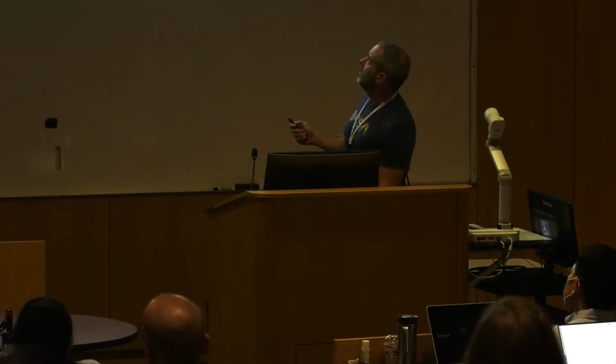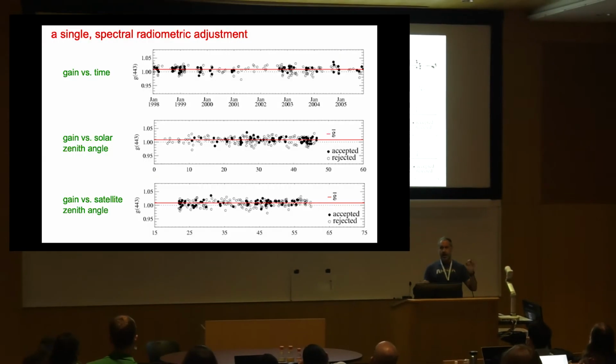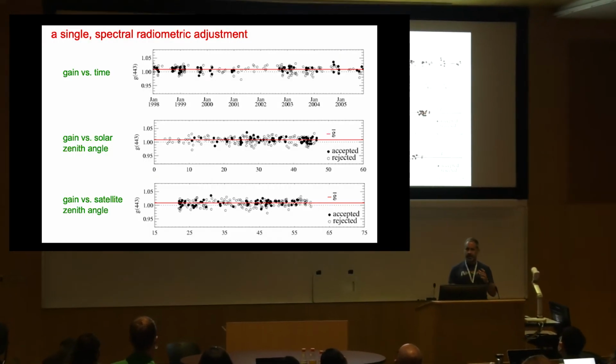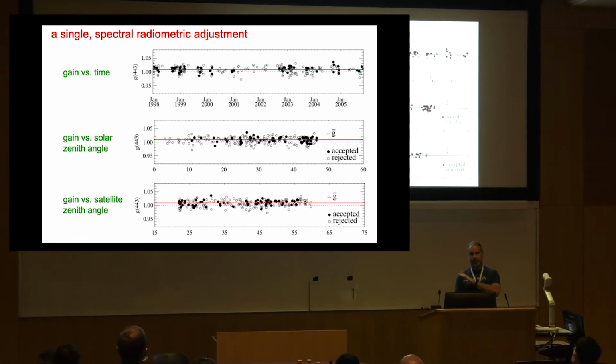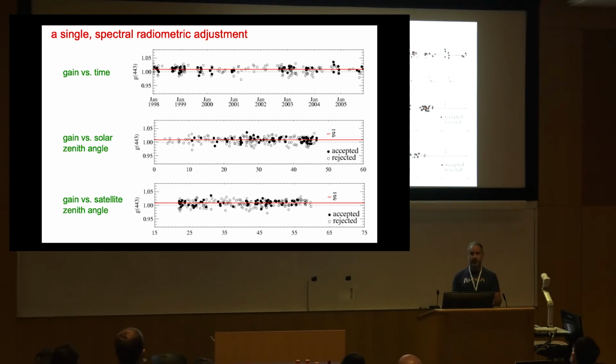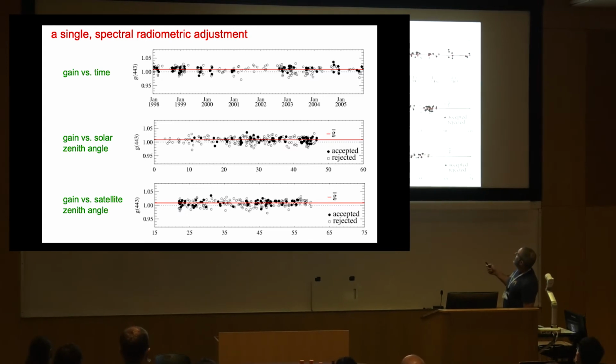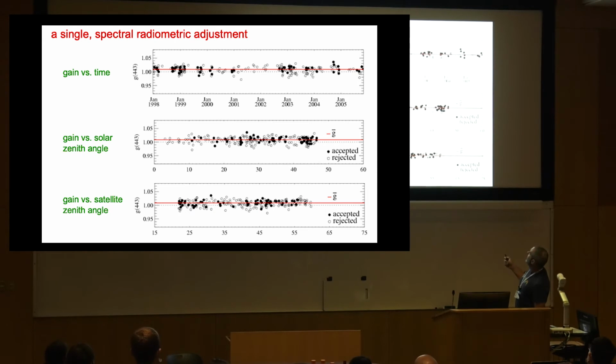Okay, so like I said, this is a single radiometric adjustment, and at this point the temporal calibration has been applied. This is one way of verifying it, but also a plot that shows you why we do not do temporal adjustments with vicarious calibration. So we look at the gain versus time. In this case, the black dots are what was accepted, and the white ones were the ones that were rejected. And here, if you've done your temporal calibration correctly, there should be no slope.